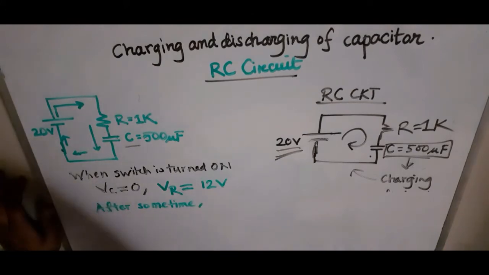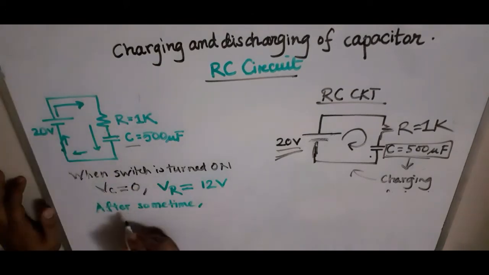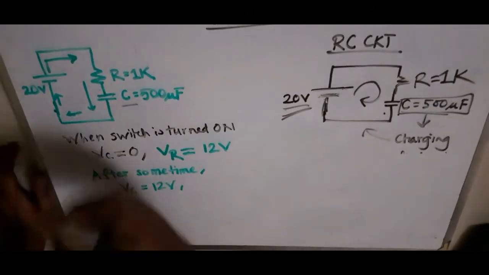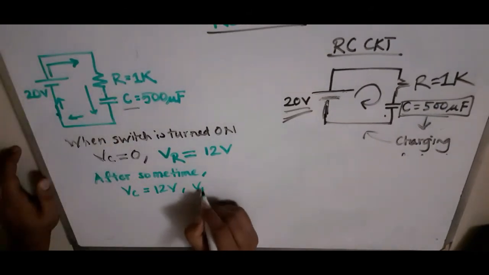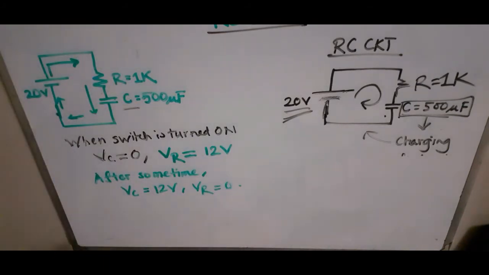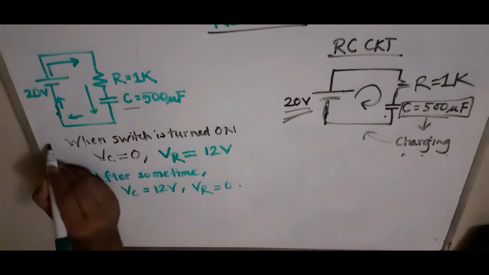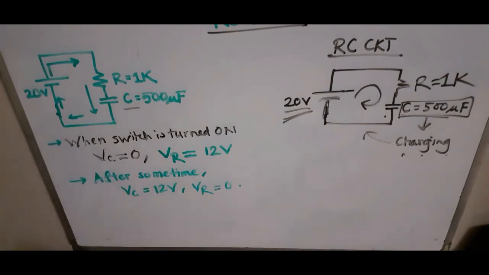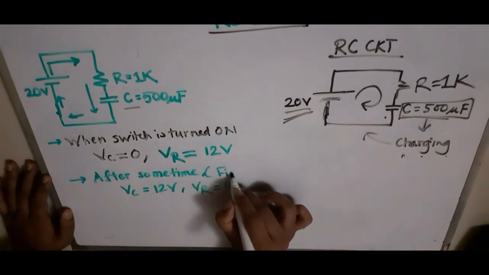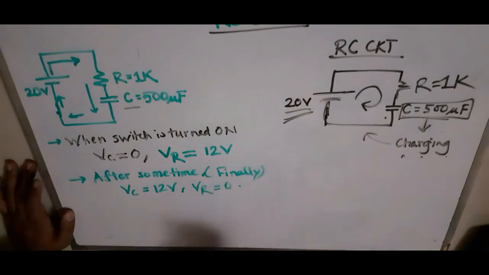The capacitor will be fully charged. At that moment, our VC will be 12 volts, and VR, the voltage drop across the resistor, should be 0. So these are the two instances you need to remember. So you can say after some time, or finally, you can say whatever you want to call it, it's okay.